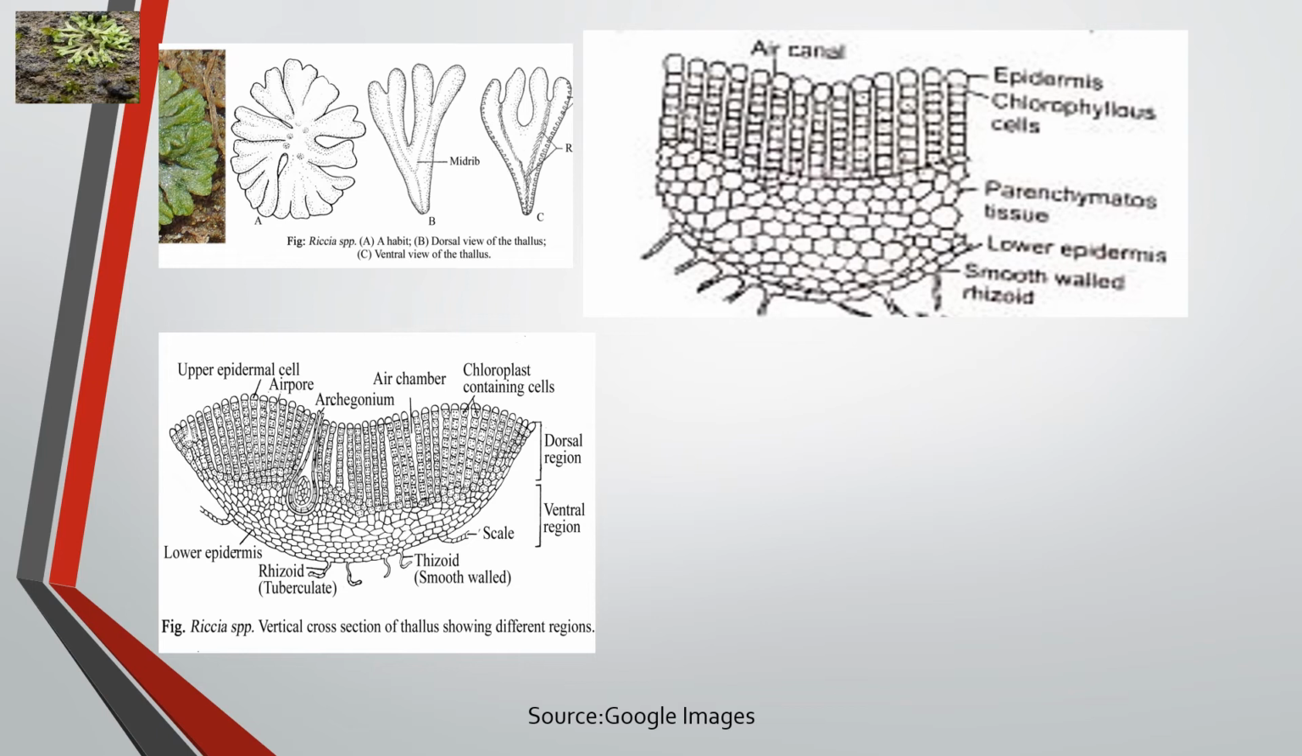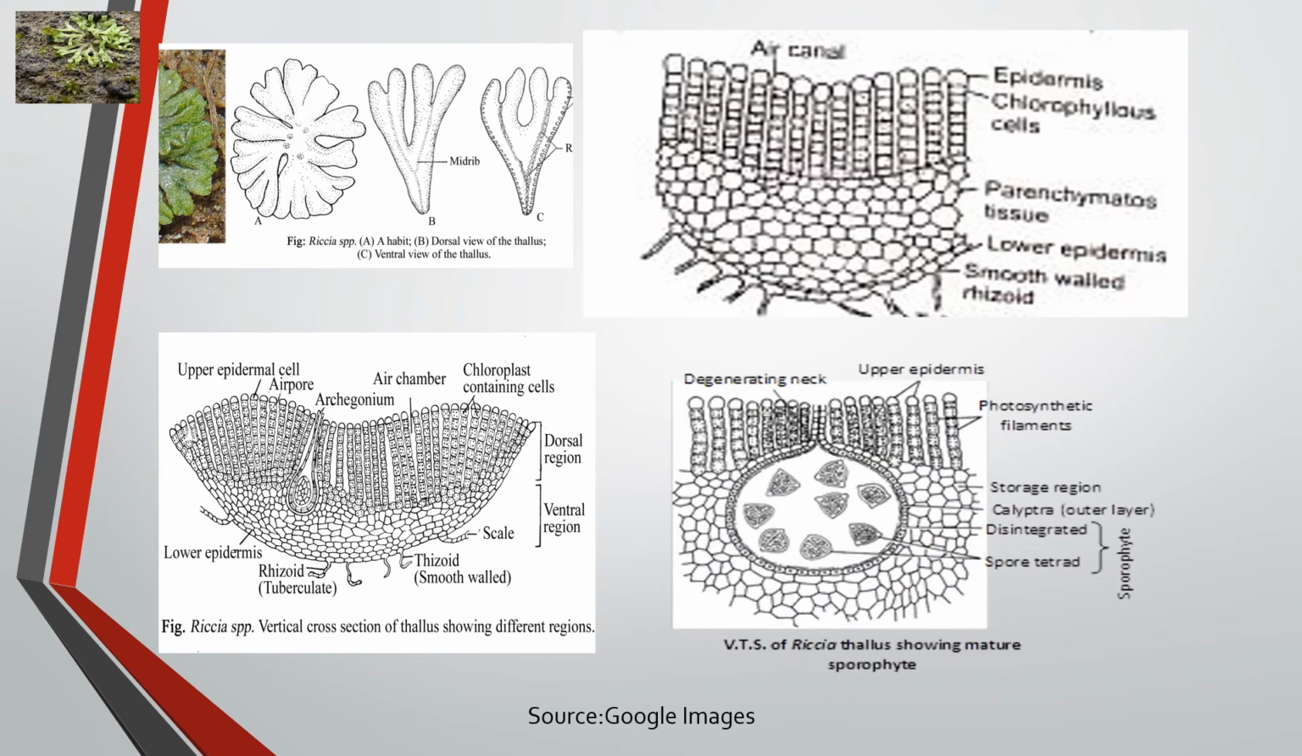After some time, the neck also degenerates and a sporogonium or a sporophyte is formed, which is actually the venter. Zygote is diploid. It multiplies by mitosis, giving rise to many cells, and the outermost covering is now called the calyptra, and a simple sporogonium or a sporophyte is formed in Riccia.